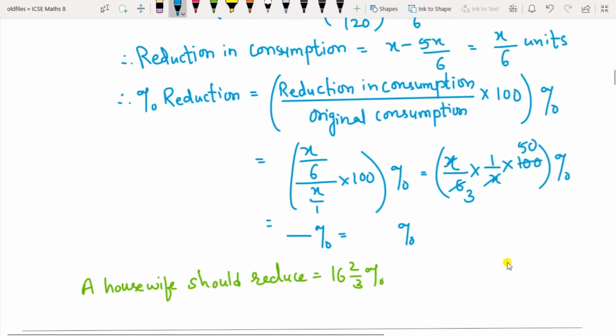Now you have to find the percentage of the reduction. So reduction in consumption upon original consumption multiplied by 100. x by 6 is the reduction. Original was x, so you write x by 1 multiplied by 100. Take its inverse, it will be 1 by x, and solve it. You get the answer as 50 by 3. Written in mixed fraction, it is 16 2 by 3 percent. So a housewife should reduce her tea consumption by 16 2 by 3 percent.